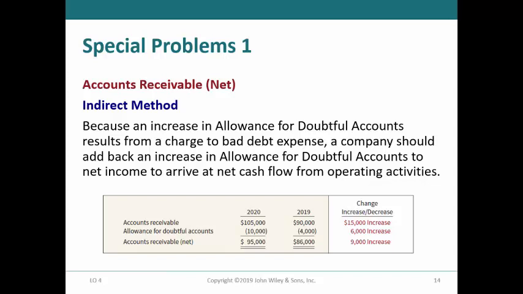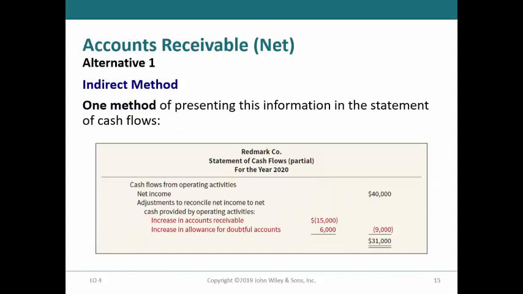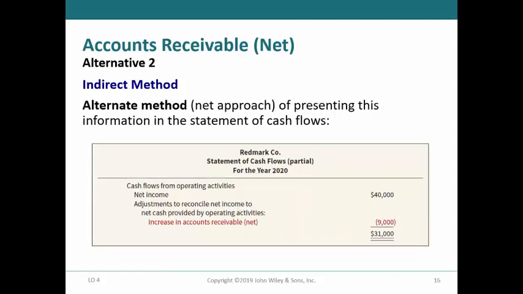Alternatively, the net increase of $9,000 could be shown because both sales and bad debt expense are included in the computation of net income. This slide shows the separate presentation of the two accounts, but with the net amount of $9,000 subtracted from net income of $46,000 to arrive at the net cash provided of $31,000. Alternatively, the net amount can be shown by itself as a subtraction from net income, as shown in this slide.